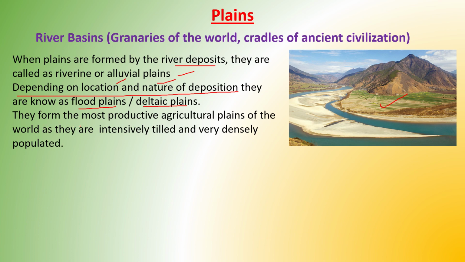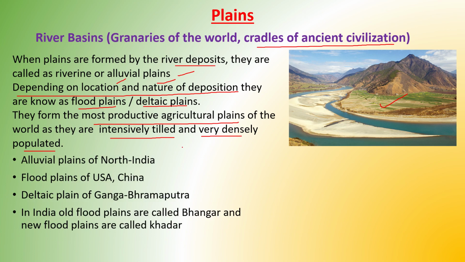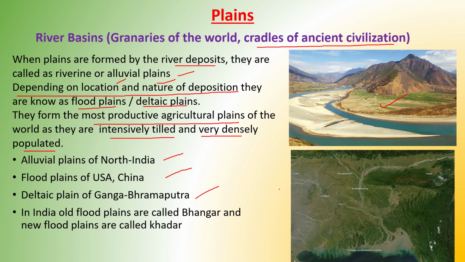They form the most productive agricultural plains of the world, and as they are intensively tilled and very densely populated, that's why they are called cradles of ancient civilization. Most of the river valley civilization took place because of this deposition of alluvial soil. For example, alluvial plains of North India, floodplains of USA, even in China, deltaic plains of Ganga Brahmaputra.